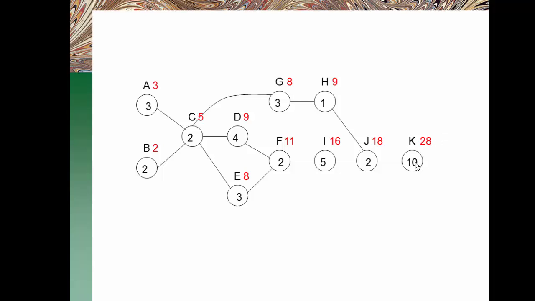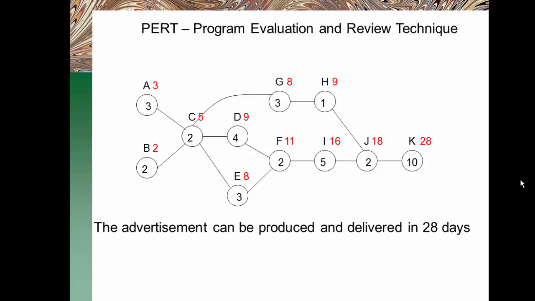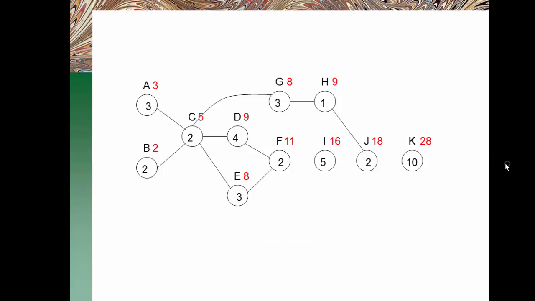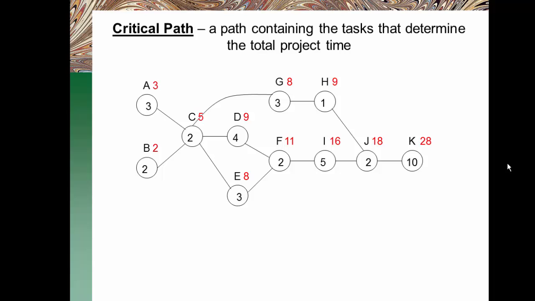So notice that this is the very last task, and that gives us the total time to complete the entire project. This method that we just described is called the PERT method, which stands for Program Evaluation and Review Technique. The PERT method was created in the 1950s by the U.S. Navy. And as a solution for our problem, we can say that the advertisement can be produced and delivered in 28 days. Now, this graph can also give us extra information.